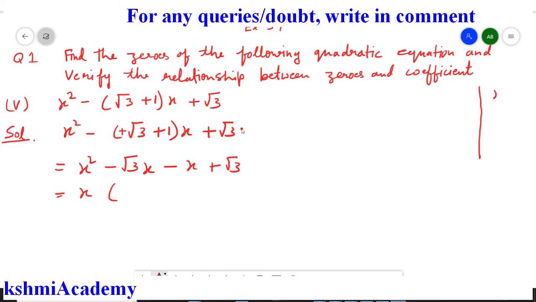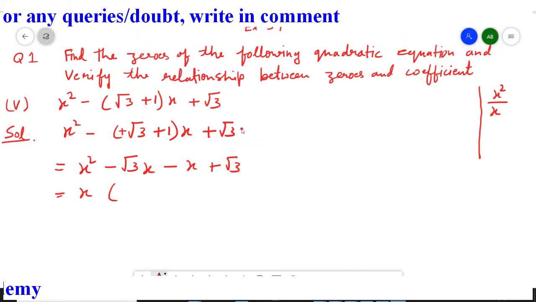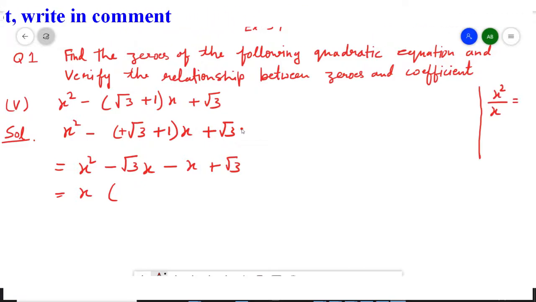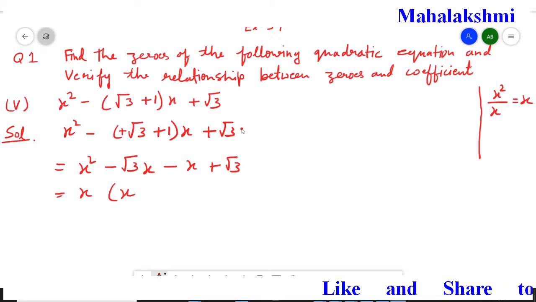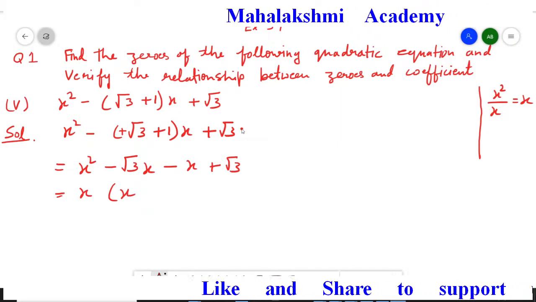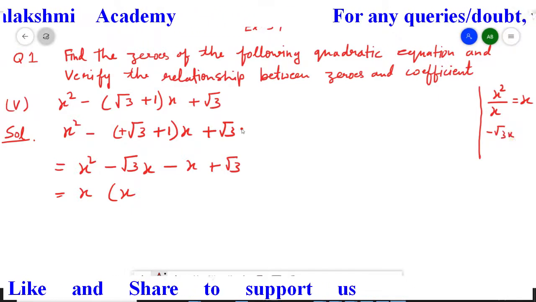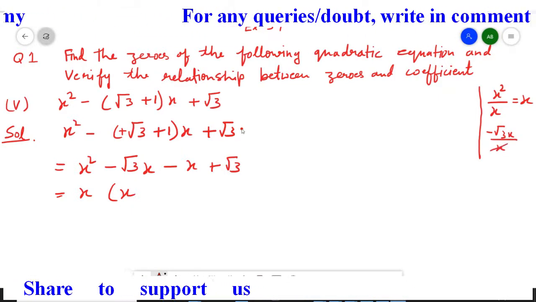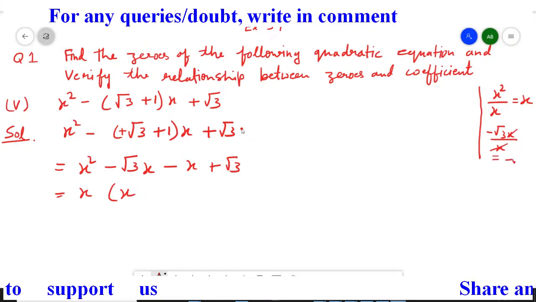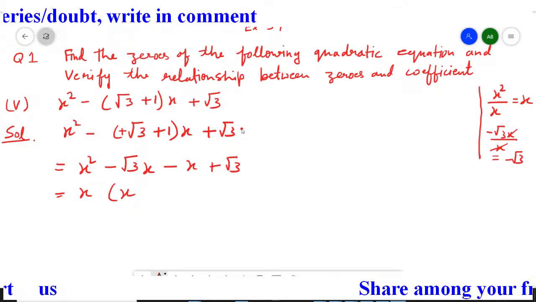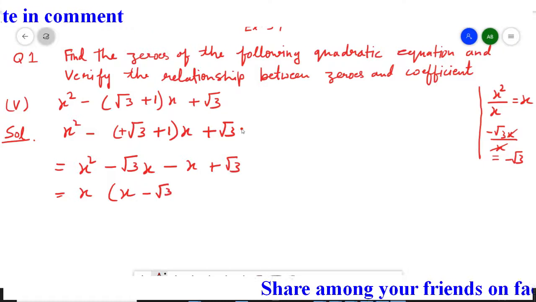In the same way, for this also we took x common. So minus root 3 x when divided by x, x cut by x, what is left here? Minus root 3. So here minus root 3 will be left inside.